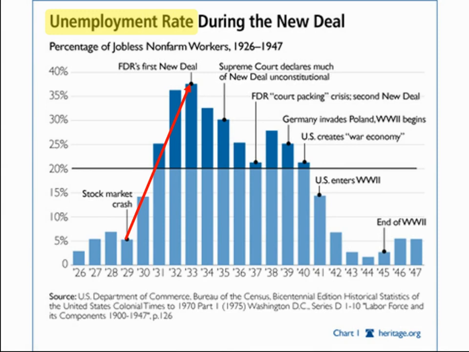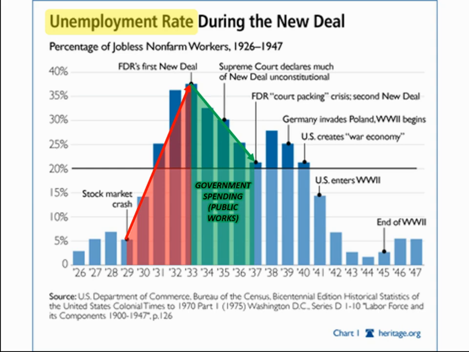After the stock market crash, unemployment skyrocketed, but that trend reversed starting in 1933, precisely when Roosevelt increased government spending on public works projects. In 1937, Roosevelt cut back these programs due to political pressure, causing unemployment to increase. But by the end of the decade, government spending was on the rise again.